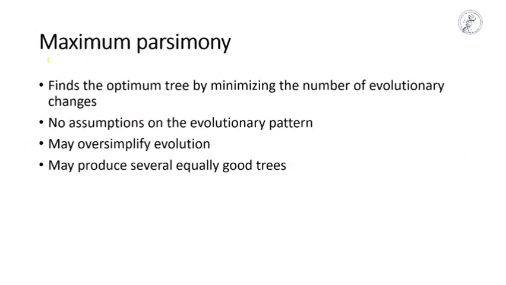When it comes to maximum parsimony, they will construct multiple trees and find the optimum tree by minimizing the number of evolutionary changes. The maximum parsimony method will not take into account the evolutionary relationship between sequences. No assumptions on evolutionary pattern are taken in maximum parsimony.